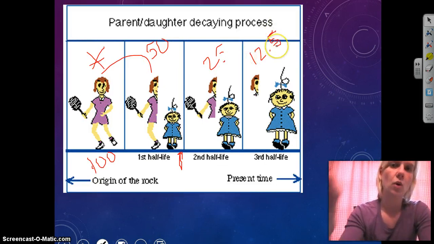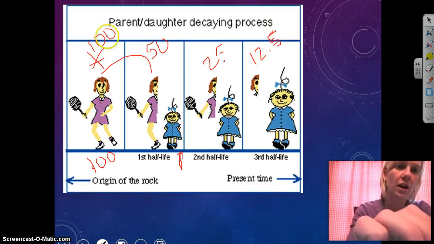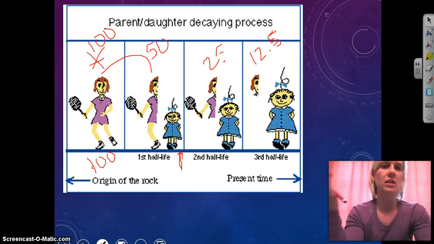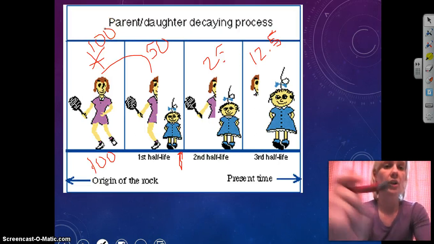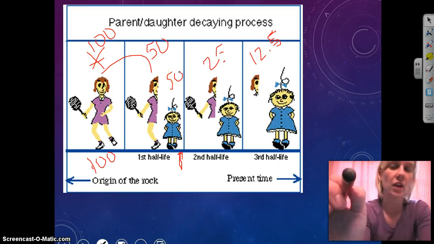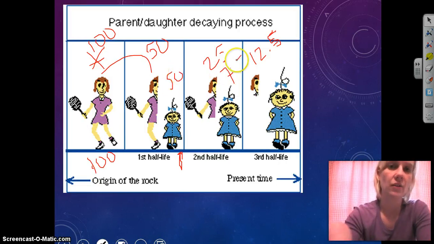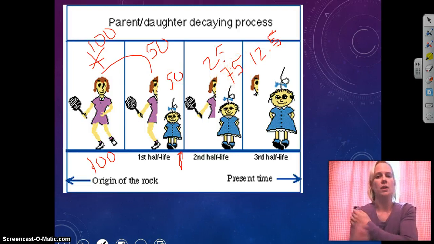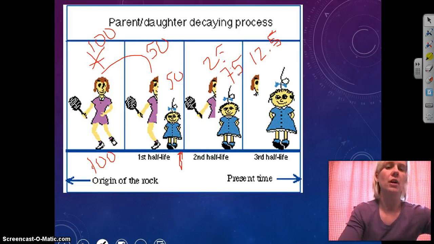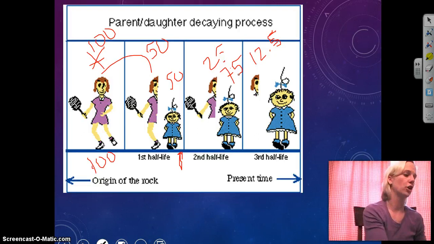As we go, the daughter element plus the parent element is going to have to equal 100. So here we've got 100 and 0. Here we're going to have 50, 50. Here we're going to have 25, 75, and so on. That's what you want to be thinking about: as the parent breaks down, the daughter is increasing.